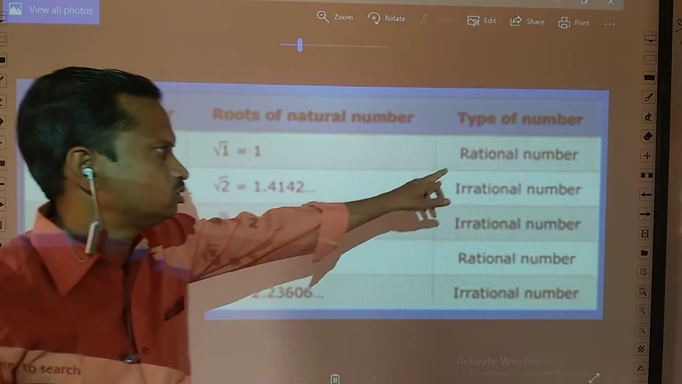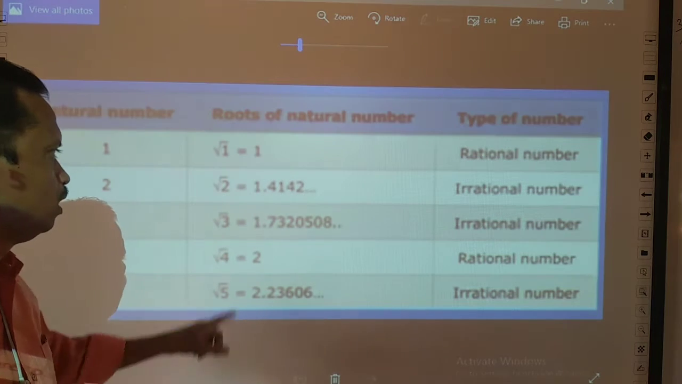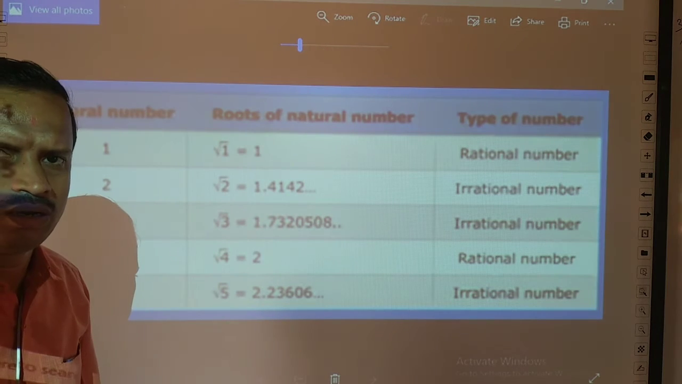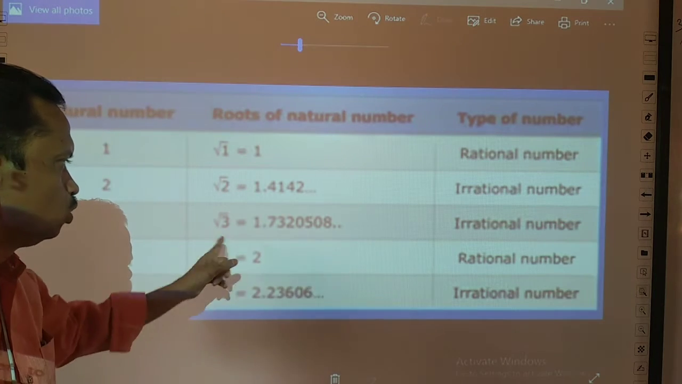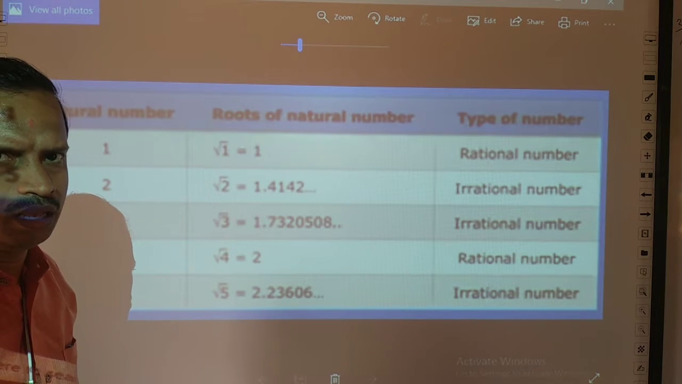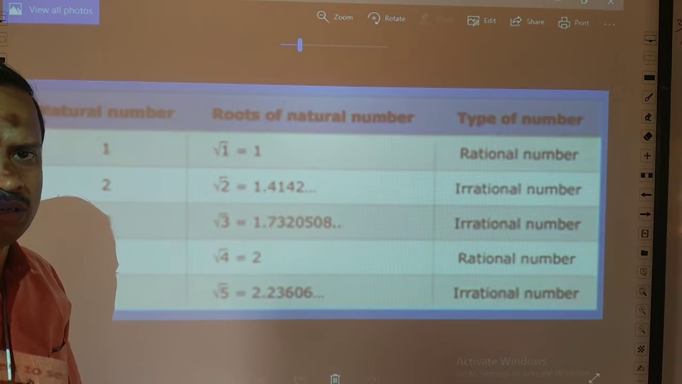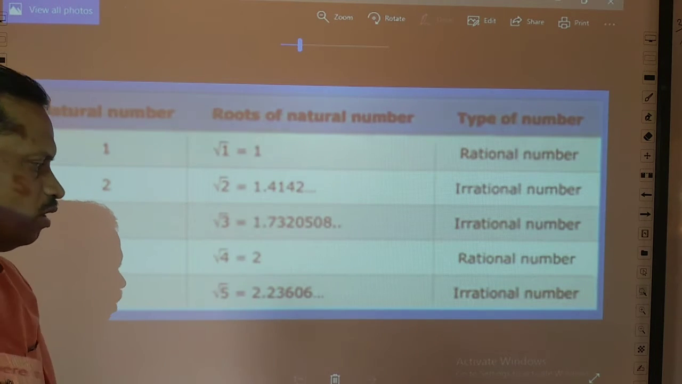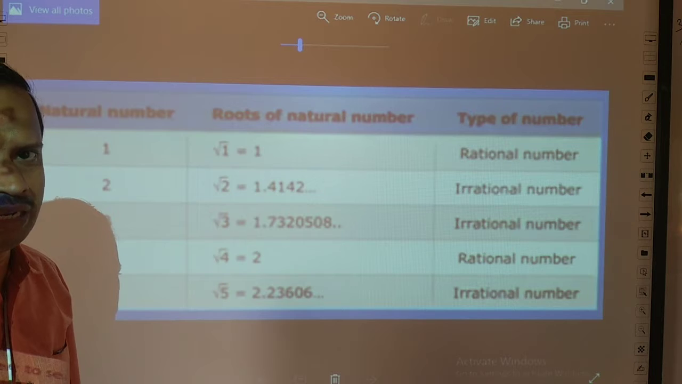Root 1 is 1, that is rational. You can write 1 as 1 by 1, that is p by q form. Whereas root 2, after the decimal point, is non-terminating and non-repeating. So, irrational. Root 3 is also the same way. After the decimal point, it is non-terminating and non-repeating. So, it is irrational. Coming to root 4, that is 2, it terminates. So, it is a rational number. And root 5 is 2.23606, etc. Therefore, it is non-terminating and non-repeating.